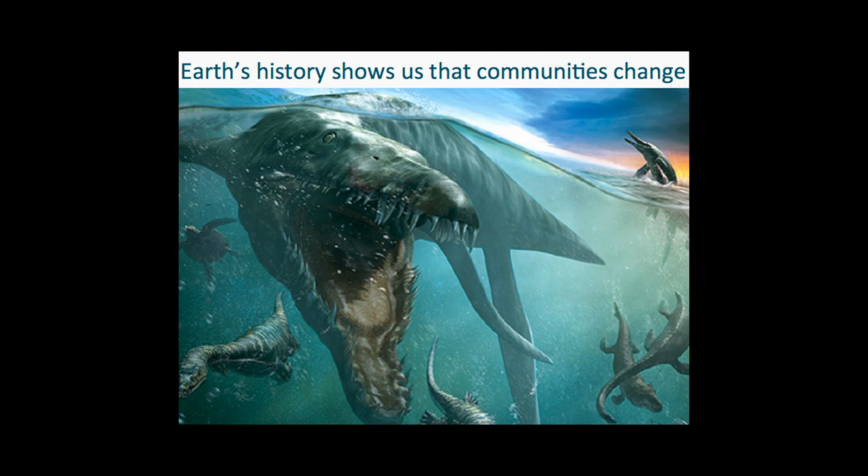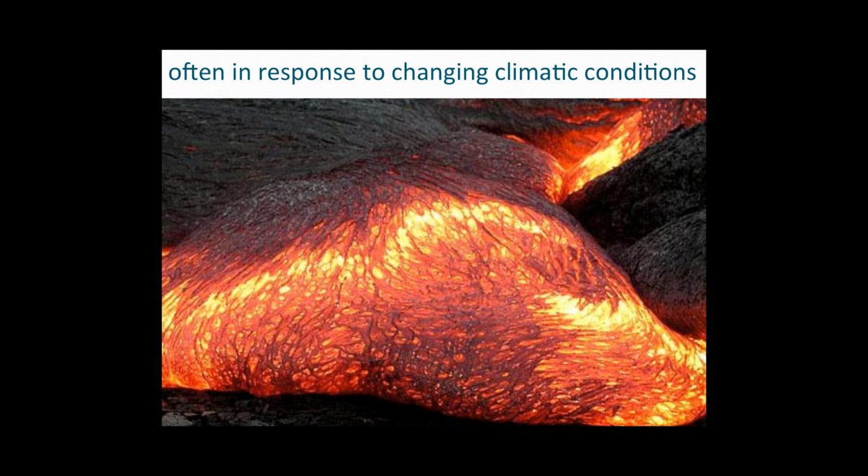And that is that Earth is always changing, and the communities of the past are not the communities that we expect to see today or in the future. So in this context, it's interesting to think about climate change and how past climate changes have influenced biological communities. Typically, massive climate changes happen when we have big releases of carbon dioxide into the atmosphere.